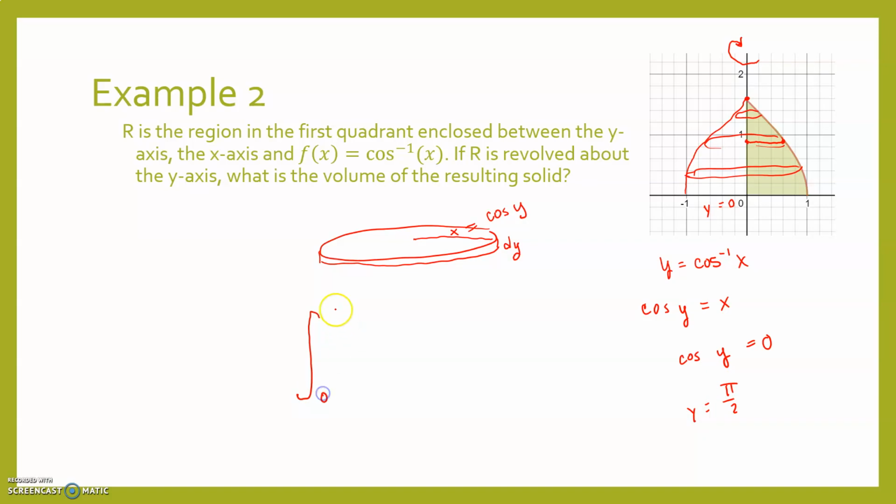So we're going to go from 0 to pi over 2 of pi times cosine of y squared dy. I'm going to stop there because I know you could type that onto your calculator.